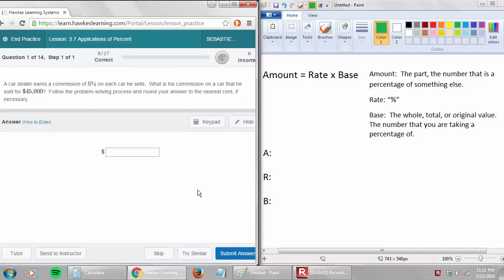Hello. In this lesson we're going to take a look at section 3.7 Applications of Percent. Applications in a math textbook usually means word problems. And if you have a bit of a fear of word problems, you're not alone. It's typically a topic that people struggle with.